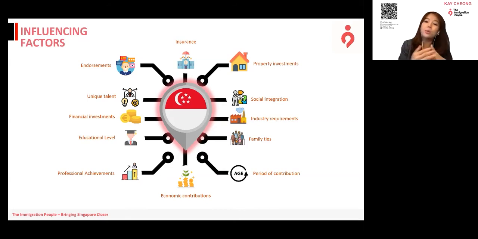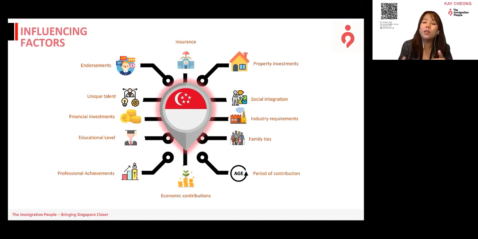Now the next one is industry requirements. For your information, ICA does segregate the quota according to which industry you are in. So this is very important. A lot of people always ask, which is the best industry? How do I find out? If you read the news, you roughly have an idea what type of talent the Singapore government will want.